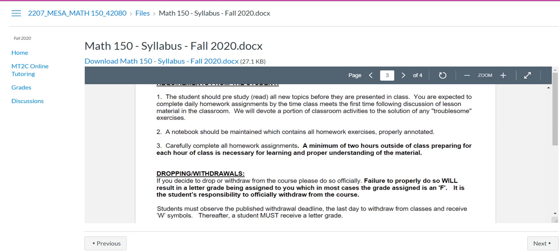As far as the time commitment, according to the college, you expect to spend about 2 hours outside the class preparing for every hour in class. Well, we're not in class, but think of it online. So this is a 5-unit course. You would expect to spend about 10 hours a week on this course.